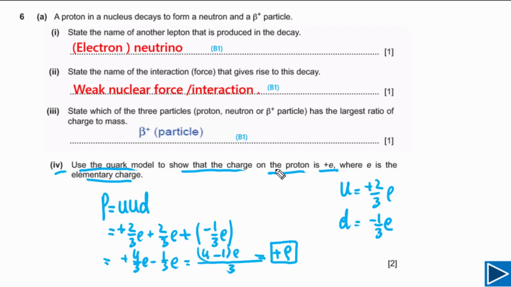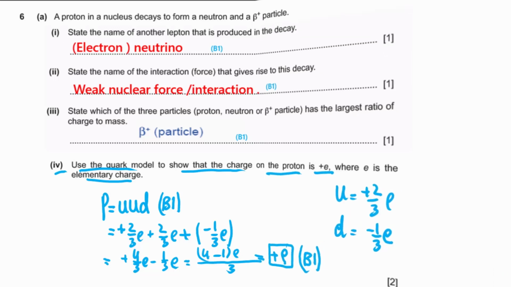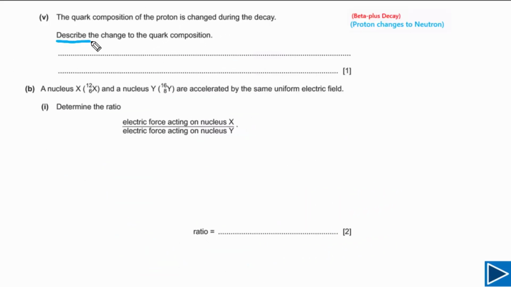This question has 2 marks, and the first is if we have written the quark composition for proton, we will get 1 mark, and this is B mark. I mean, it has to be in your answer. And the last one is, this is also B mark. If we have shown that our final answer means the charge on the proton is plus e, you will get the second mark. For part 5, we need to describe the change to the quark composition.